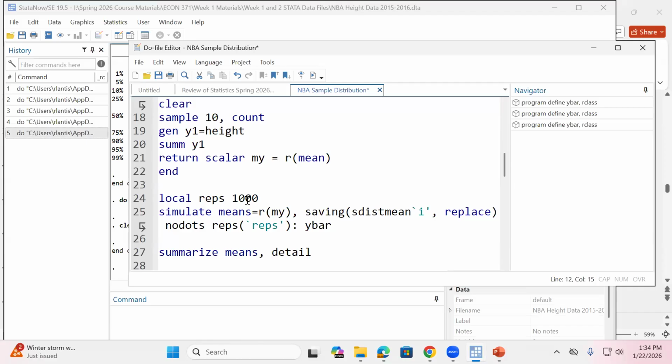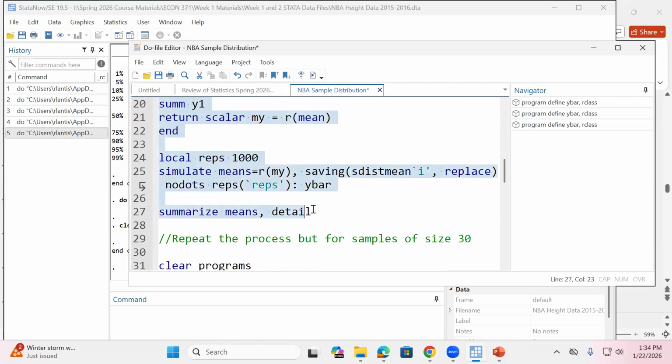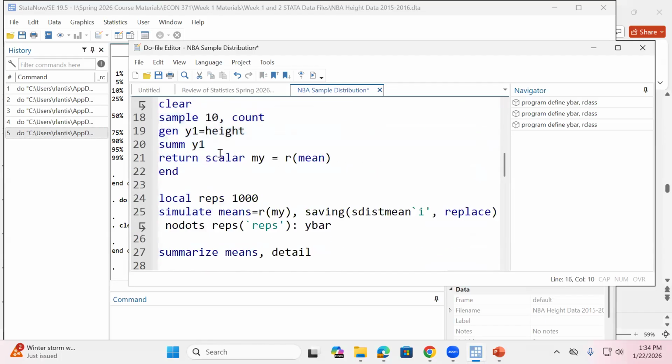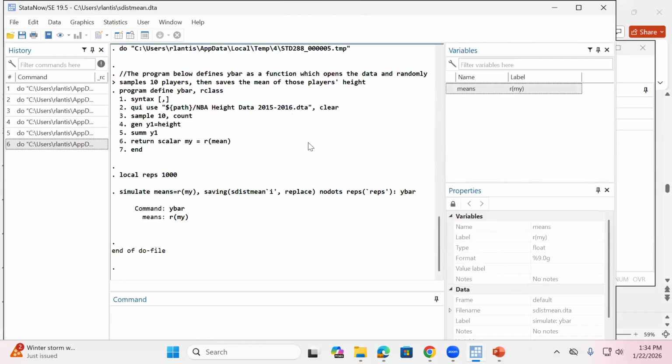So I can prove this to you with data as opposed to just going through mathematical proofs, right? So I'm going to define this program. I'm going to run it 1,000 different times, okay? So once I do that, I'm then going to have all those means saved. So before I use the summarize command, I'll just run this program to show you what I'm doing here. And hopefully this doesn't take too long, right, given our Wi-Fi in here. Okay, so it ran this.